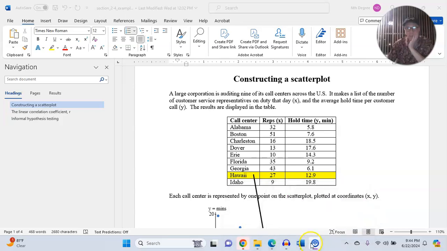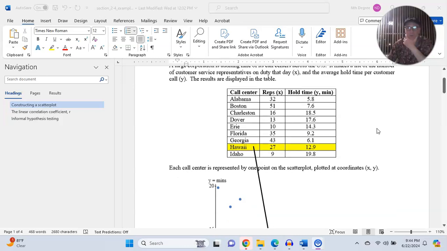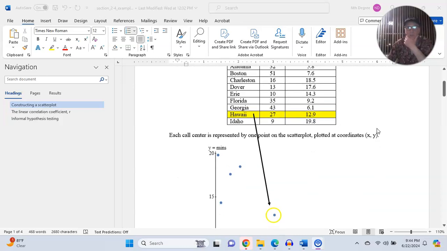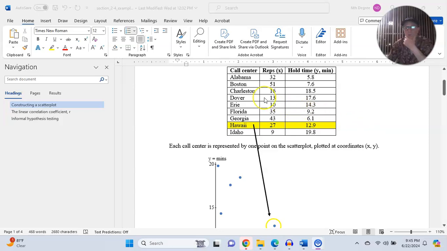I have that data in StatCrunch over here. Scratch that thought. Before I go to StatCrunch, I want to illustrate what this looks like as a scatter plot. So you remember from high school plotting points.